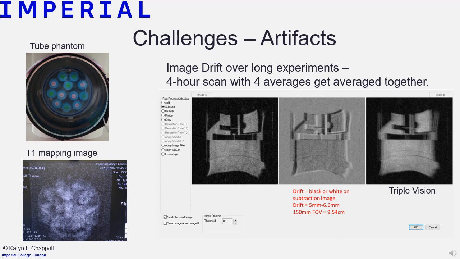So what actually happens is, when I went back to try and work out what happened, using 3 averages, you can see we've actually got 3 separate images that blur across the frequency encode direction from left to right, and you're sort of seeing in triple vision.